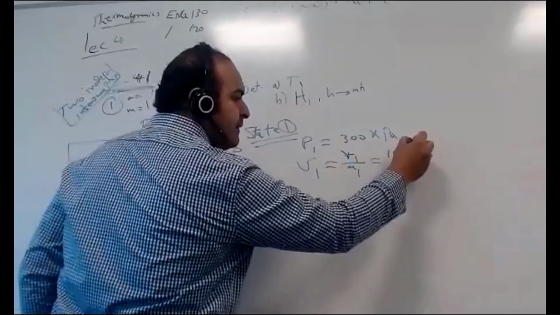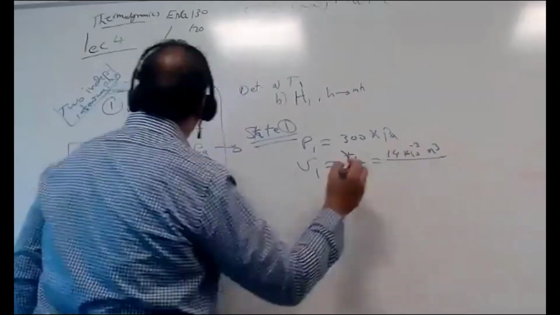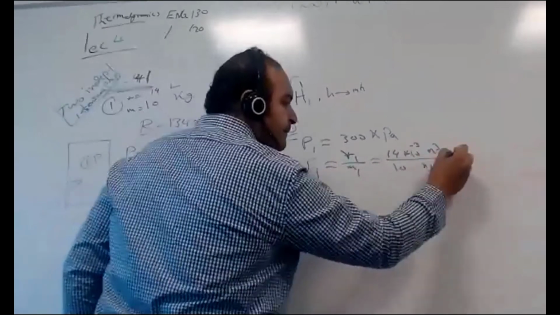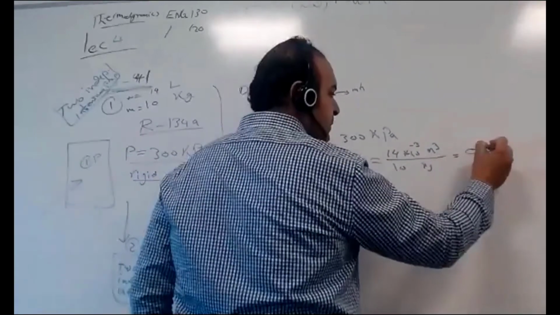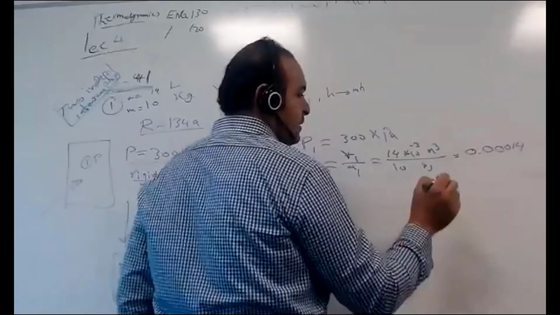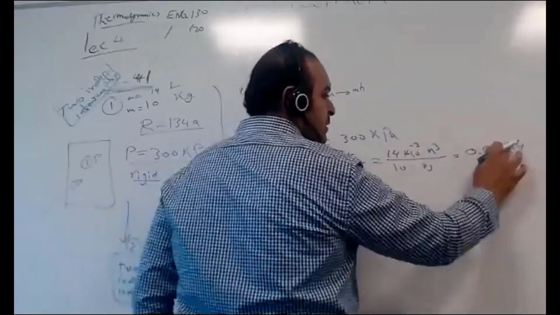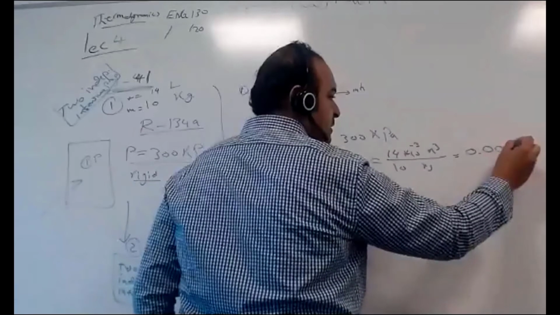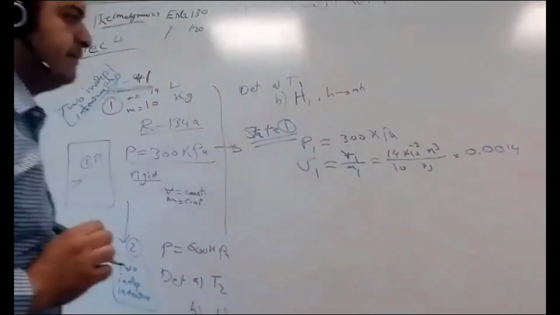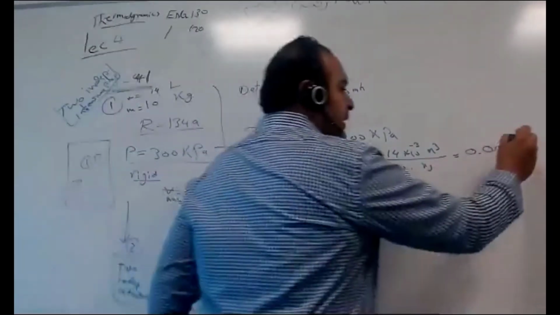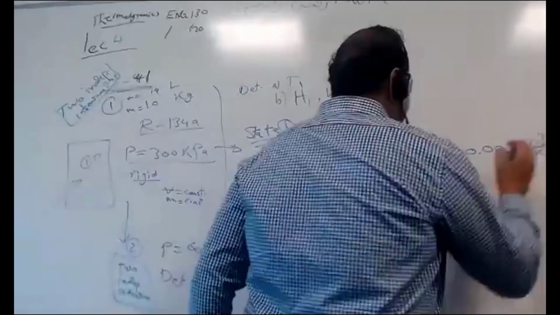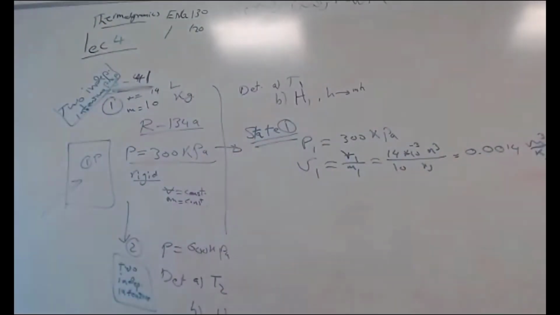14 liters over 10 kilograms, which means 0.0014, maybe. Let me check the zeros. Meter cube per kilogram. Yes, we got it. So we have 2 independent properties.